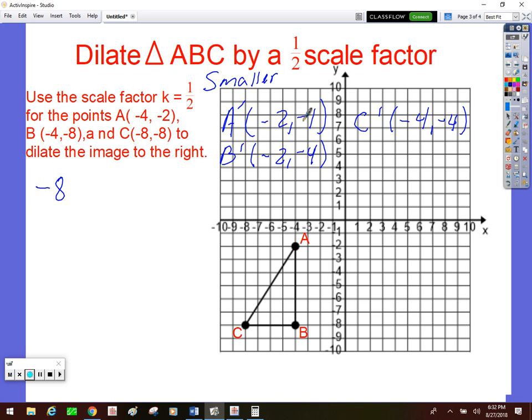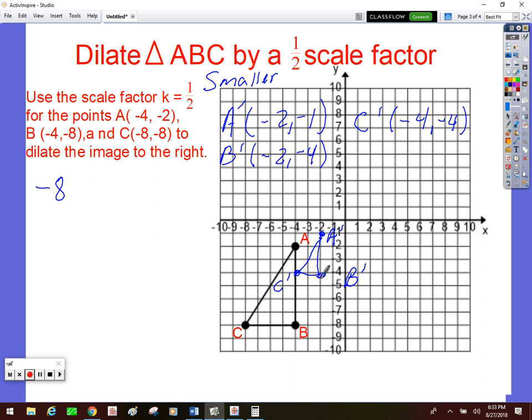So let's plot them. So here's A. A is at negative 2, negative 1. There's A prime. B is at negative 2, negative 4. There's B prime. And C is at negative 4, negative 4. There's C prime. Okay, so all I'm doing, guys, is just multiplying. Even though, again, like I said, some of you are going to say, well, you're really dividing. Well, part of it I am. I know this is supposed to be a straight line, but I'm multiplying, but I am dividing, but I'm using the multiplication symbol on my calculator.